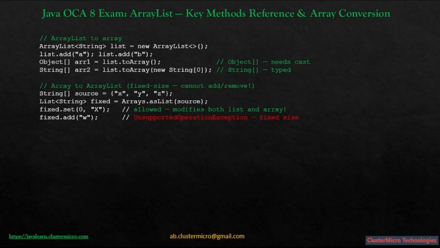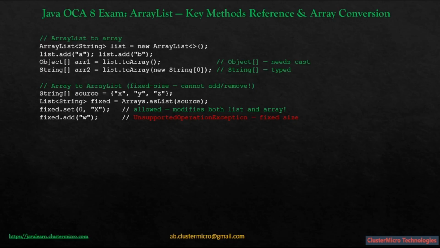Array to list, an important trap. String[] source = {"x","y","z"}; List<String> fixed = Arrays.asList(source). This converts an array to a list, quick and easy. But here's the catch: this is not a normal ArrayList. It is a fixed size list backed by the original array.